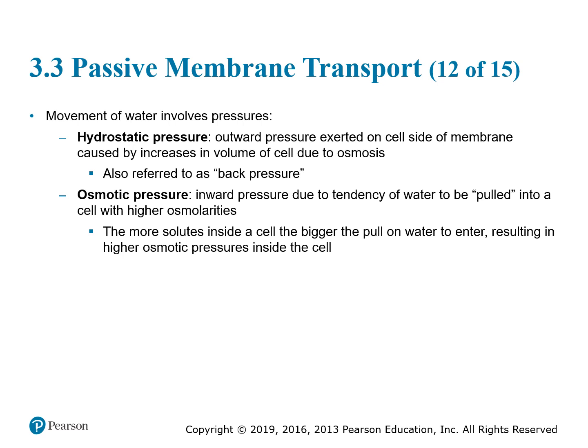So this movement of water creates an osmotic potential, which is measurable in the form of hydrostatic pressure and osmotic pressure. The hydrostatic pressure is exerted on the cell side of the membrane and can be caused by increases in the volume of the cell due to osmosis. The osmotic pressure is the inward pressure due to the tendency of the water to be pulled into the cell with higher osmolarities. And you can probably see the problem starting to build up here. The cell needs to maintain a somewhat relative solute concentration to its environment, otherwise it has to deal with all this water.